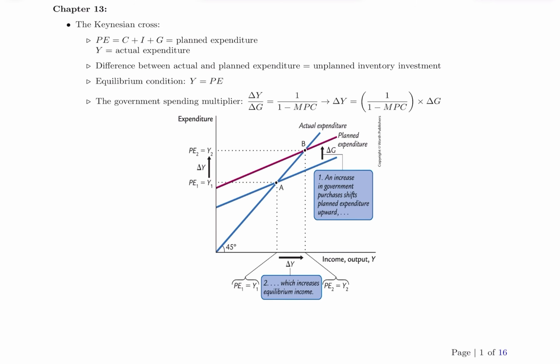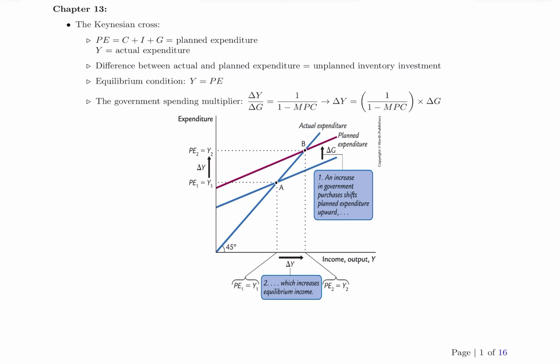Now we're going to review the materials discussed, starting with Chapter 13, the Keynesian cross. In the Keynesian cross model, planned spending is PE equals C plus I plus G. Actual output is Y. If Y is greater than PE, firms produce more than what is being bought, so inventories rise. If Y is less than PE, firms sell more than they produce, so inventories fall. The goods market is in equilibrium when Y equals PE.